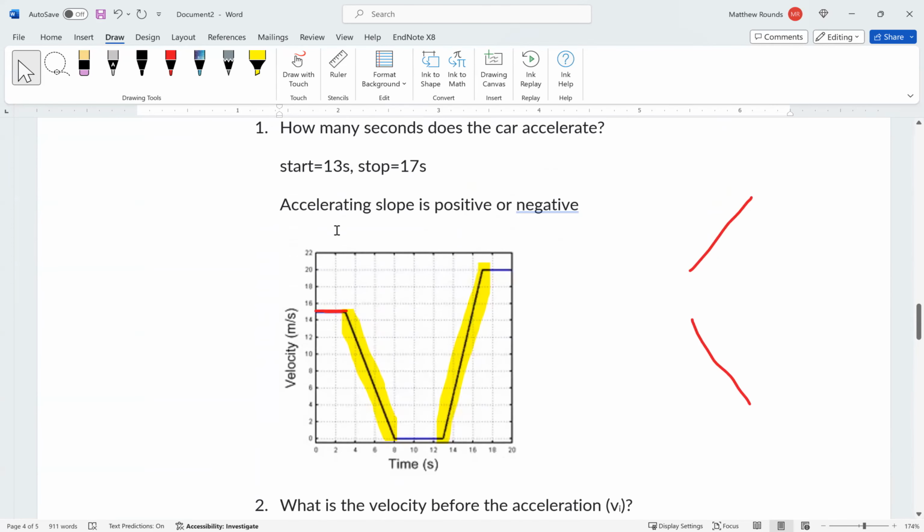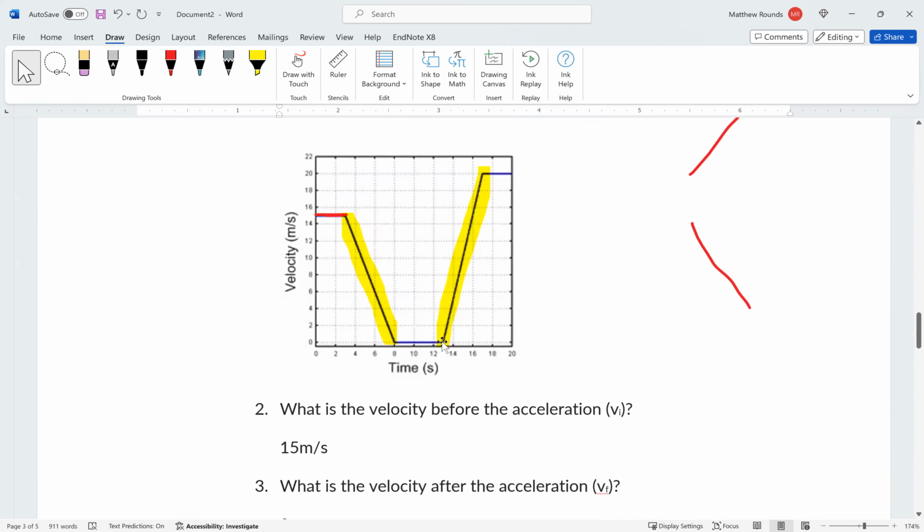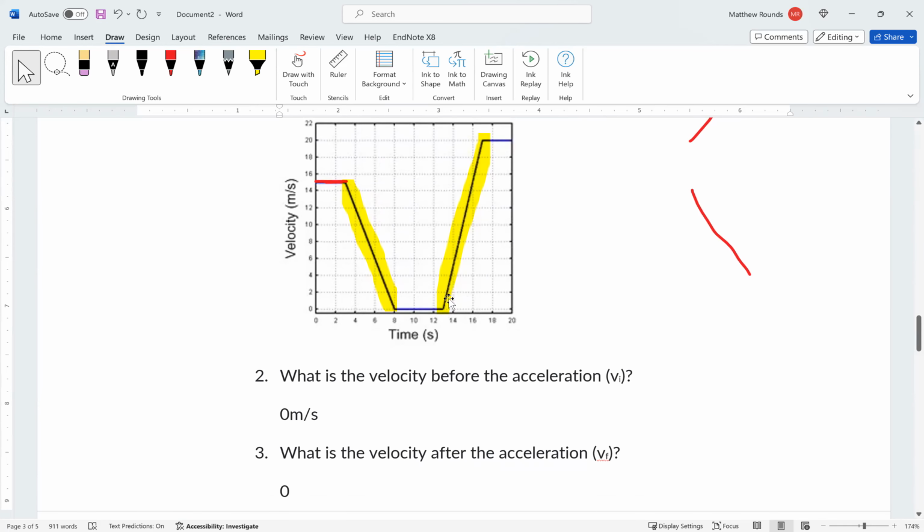All right, so let's do this differently. Give me the velocity down here. 13? Oh, 13 is the time. Sorry, it's 0. And then after the acceleration, what's the velocity? Velocity is the y value, 20.